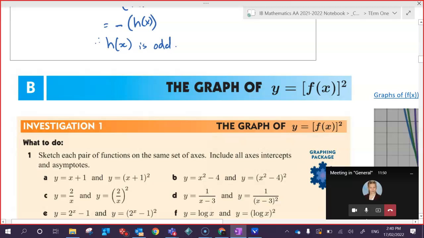All right. Part B for this chapter, graphs of f of x squared. We can probably in our heads start to picture what's going to happen here.